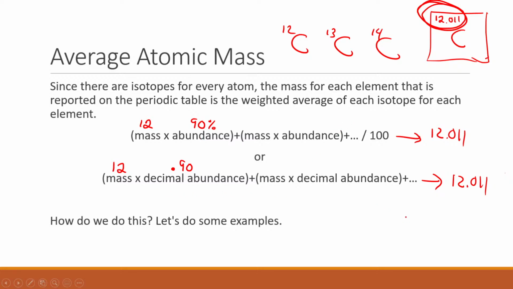You're taking a weighted average. So you're taking the mass times the abundance plus the mass times the abundance plus the mass times the abundance, right? Once for every isotope that is listed, and then either you're dividing by 100 or you're using decimals instead of percentages. And we're going to look at that with a couple of examples right now.